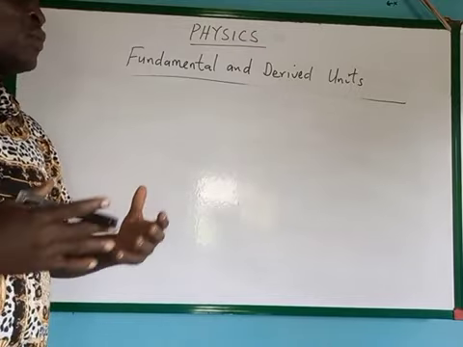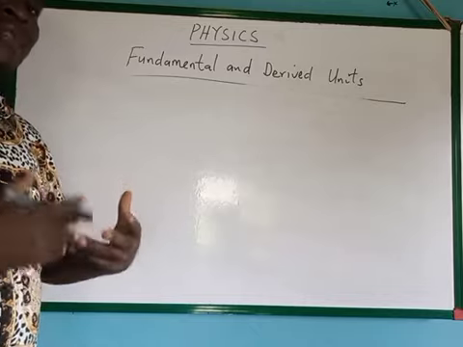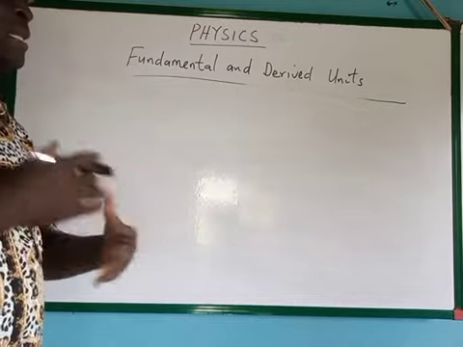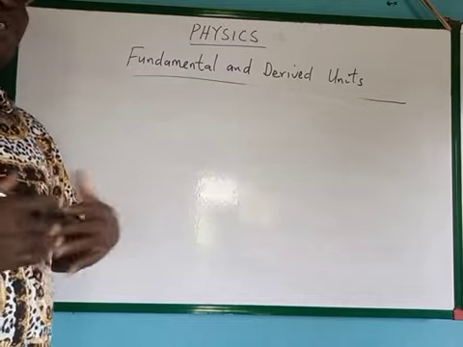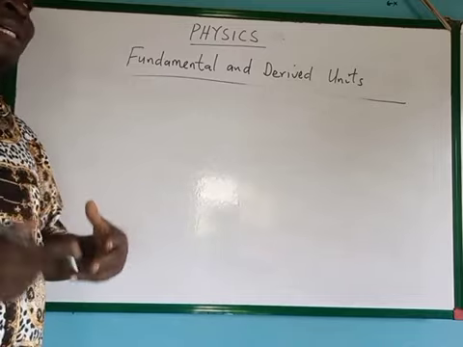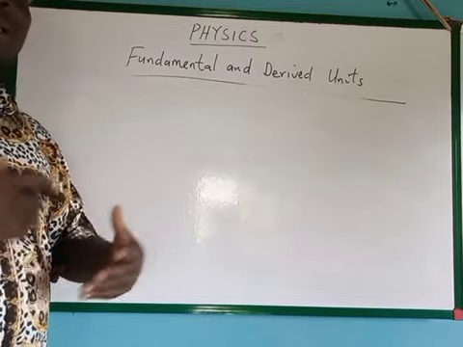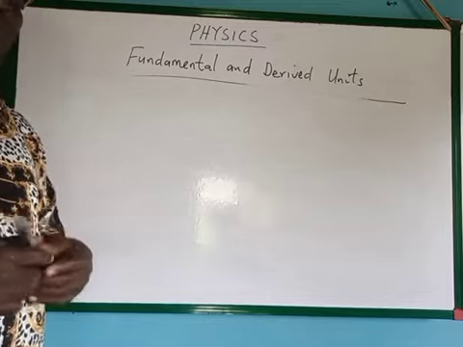We are here to conclude the topic that has to do with fundamental and derived quantities and units. We have studied the fundamental and derived quantities. Today we are going to be taking fundamental and derived units. So if we understand the last class on fundamental and derived quantities, the understanding of fundamental and derived units will be very simple. What are units? Let us start from there.